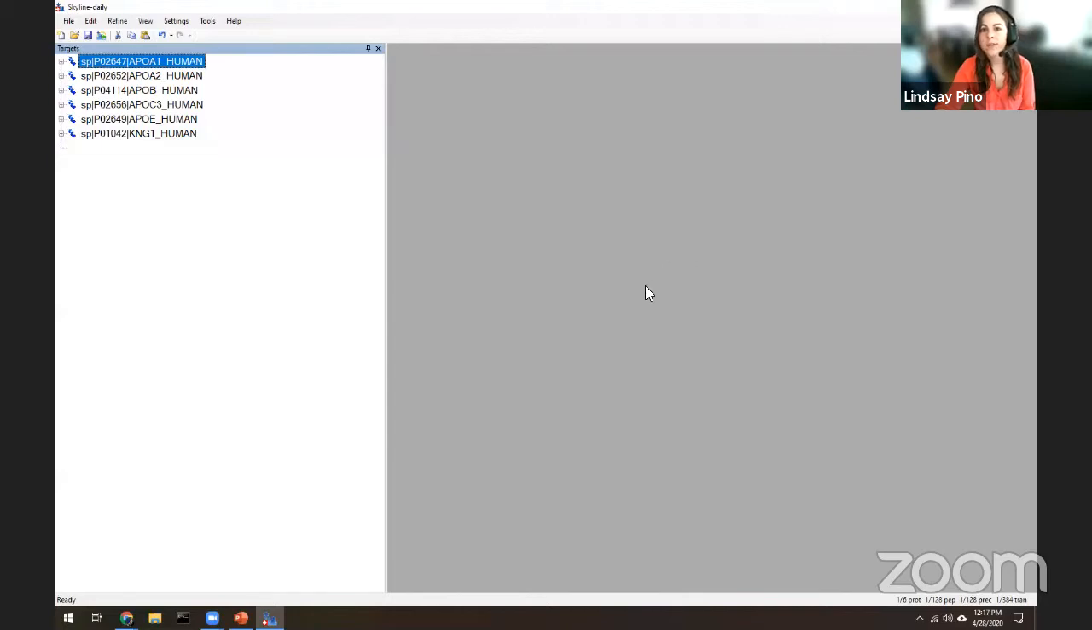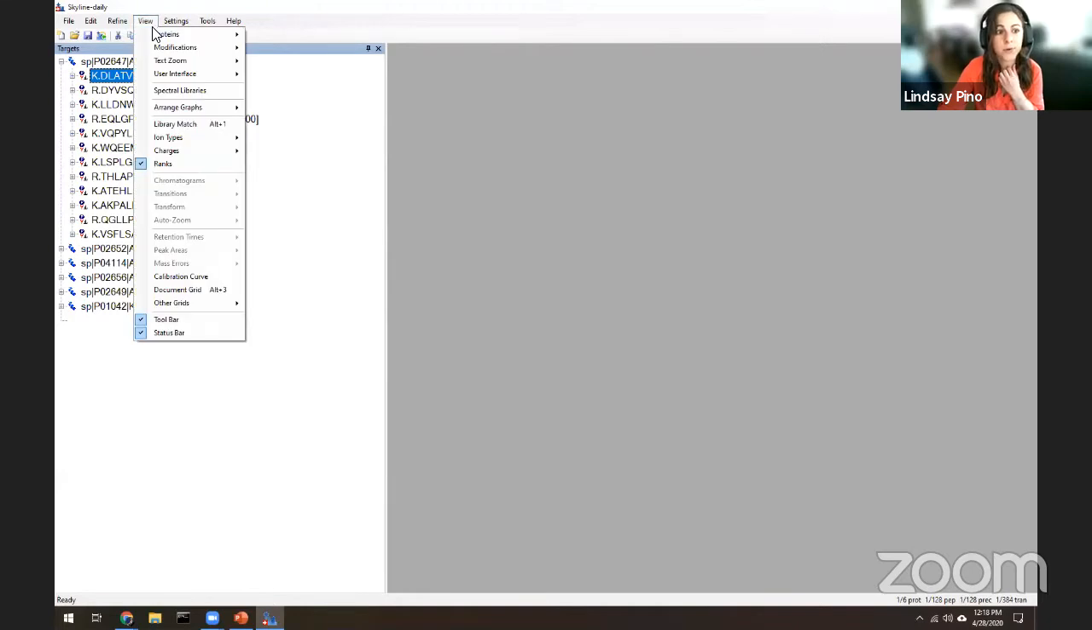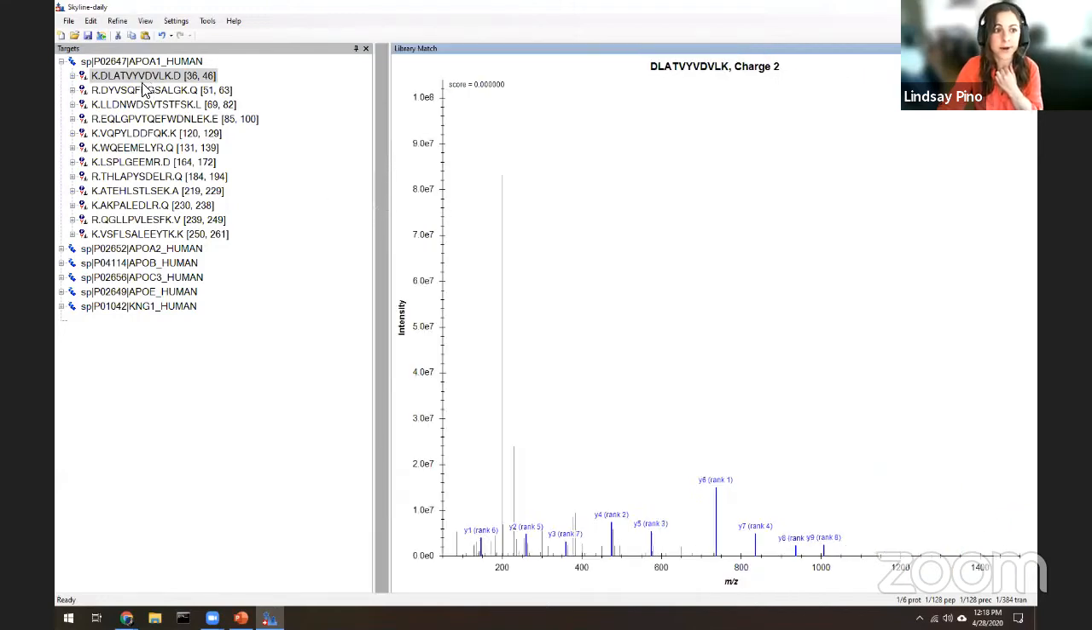And now we've only included precursors that have been observed before in this spectral library. So this is an example of where you're bringing in prior information and you're able to quickly eliminate a lot of potential targets that we saw in the in silico. You can go to View, Library Match, and that will bring up the spectrum from the spectral library.